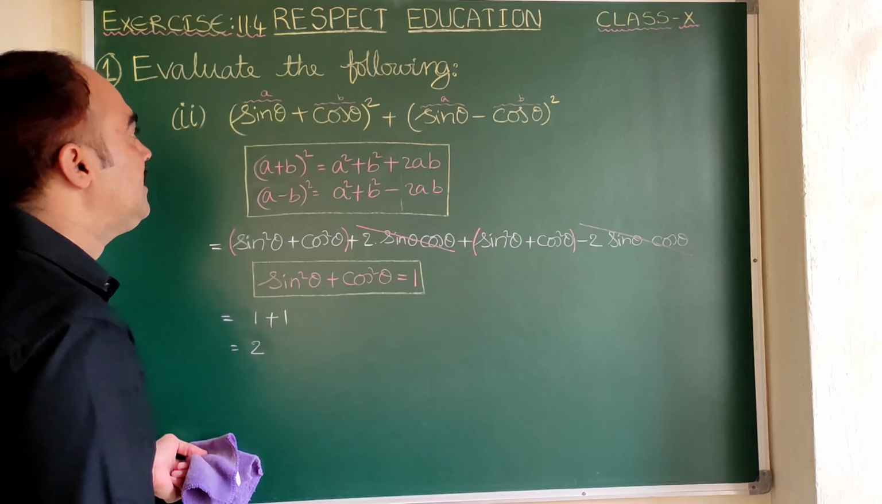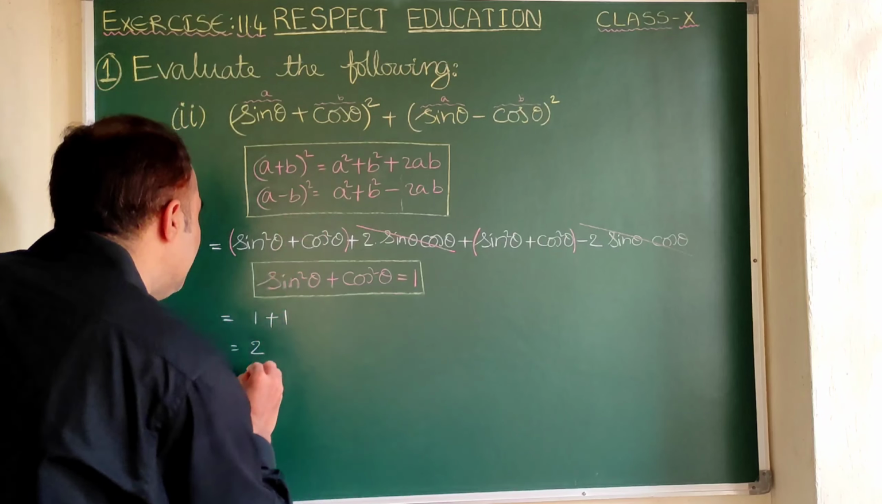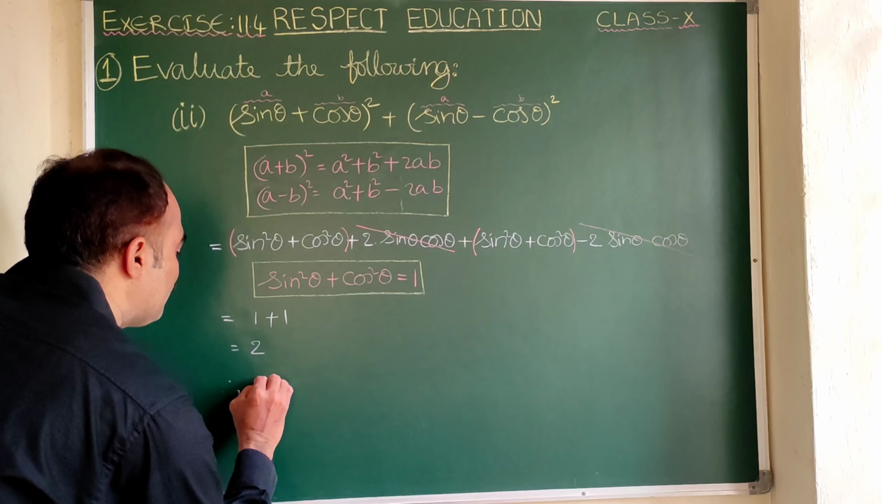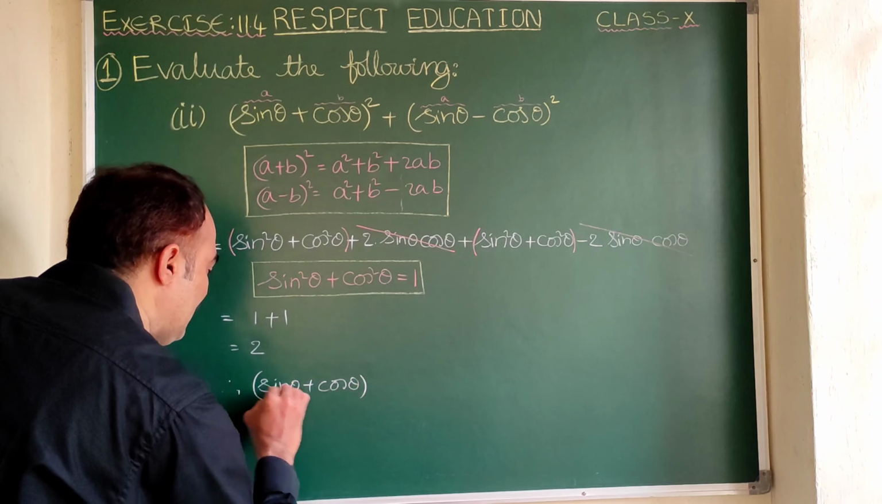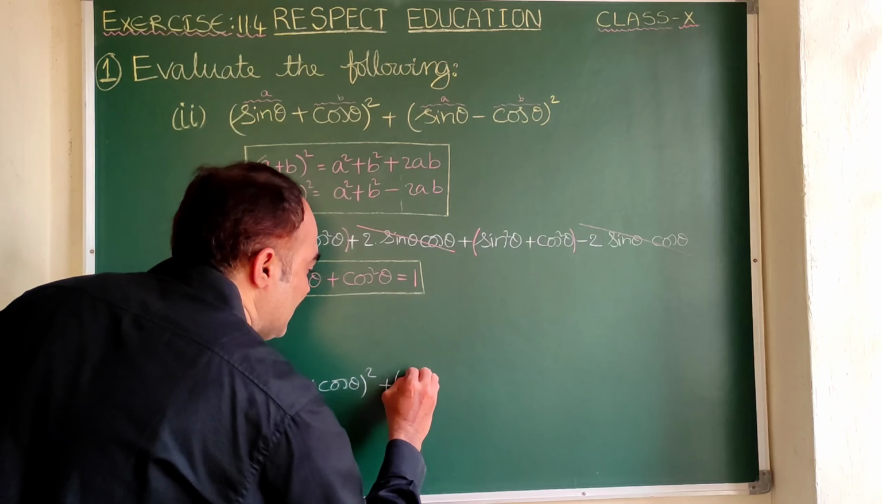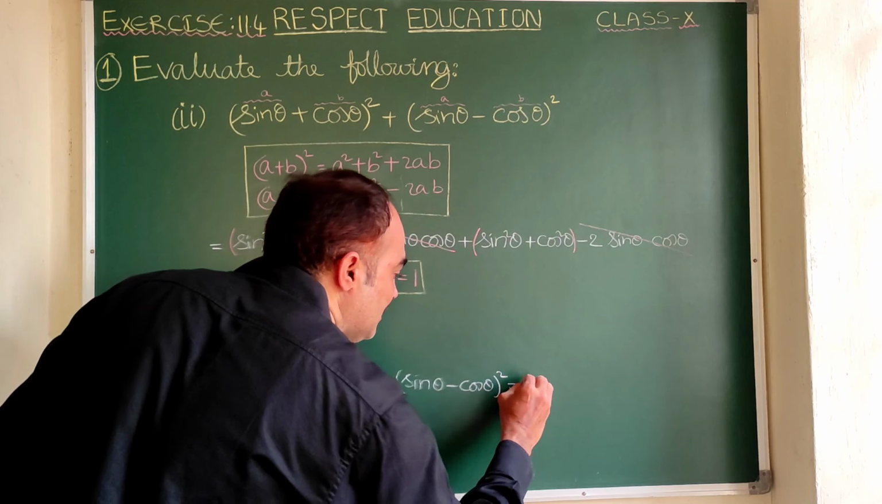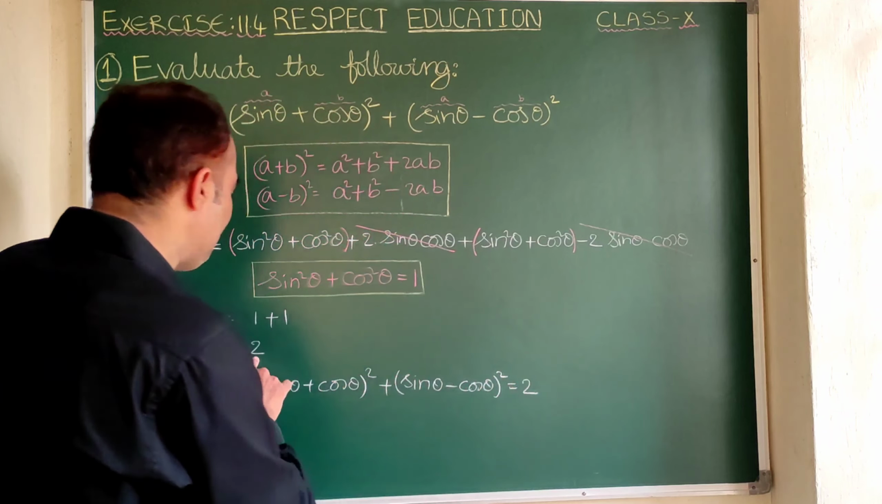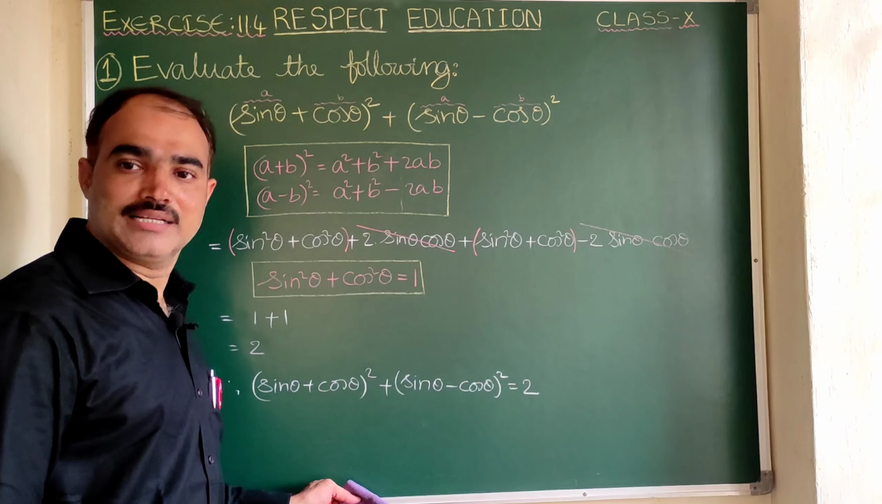So here you see the question. Evaluate the following. That means we are asked to find its value. Therefore here we can write the question: sin theta plus cos theta whole square plus sin theta minus cos theta whole square. The value is 2. Finally it is 2. Therefore with this the second bit gets completed.